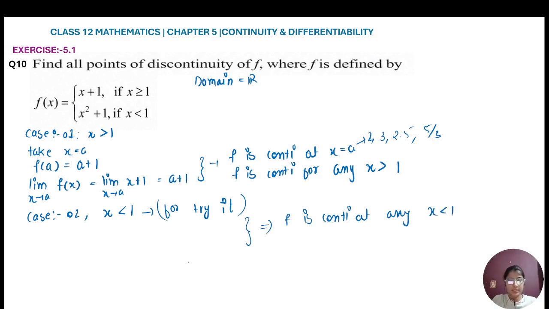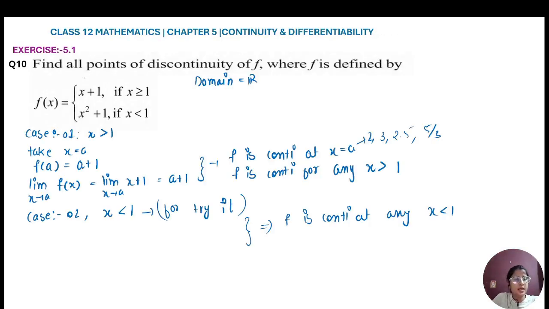Now we are left with case 3. What is case 3? This is when you have only one point where the function is dividing. So our case 3 is when our x is exactly equal to 1. For this, our f of 1, as you can see, is defined as x plus 1.